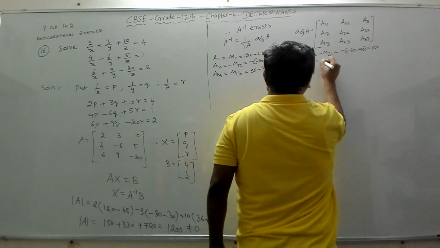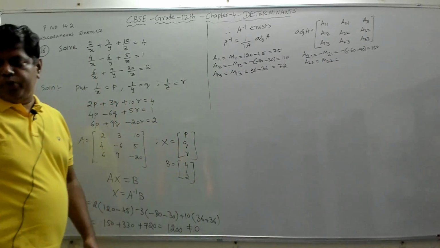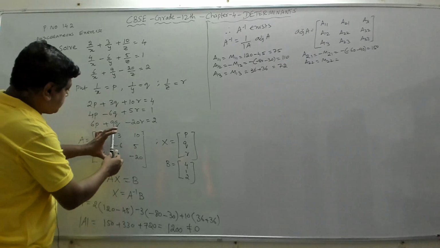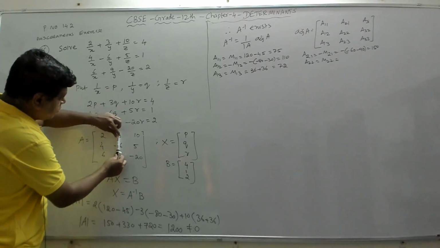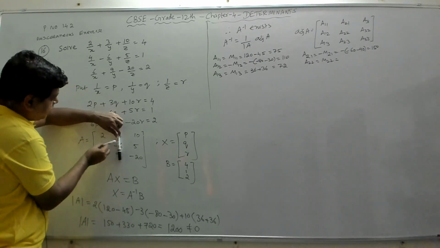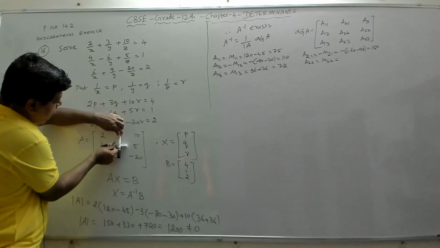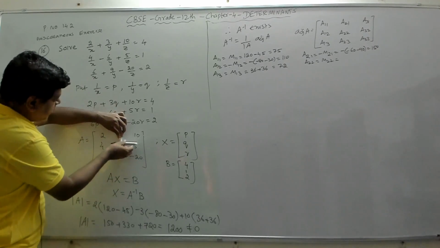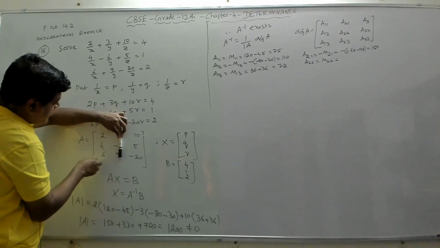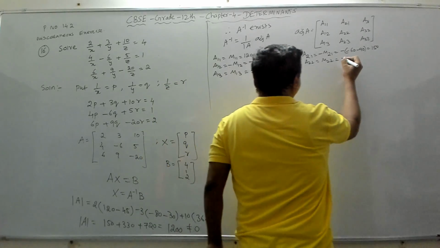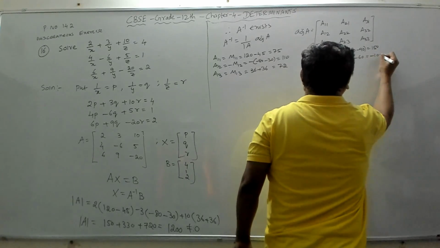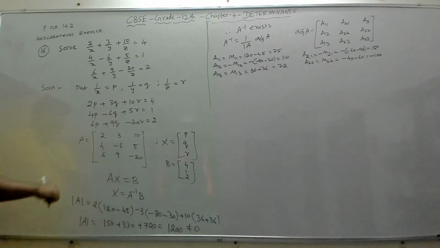Now A22 is M22. This element is A22. I'll close this row and this column. Then the entire row is closed. 2 into minus 20 is minus 40. Minus 6 into 10 is minus 60. So you get minus 40 minus 60. That gives you minus 100. That is your A22 when you take this element.